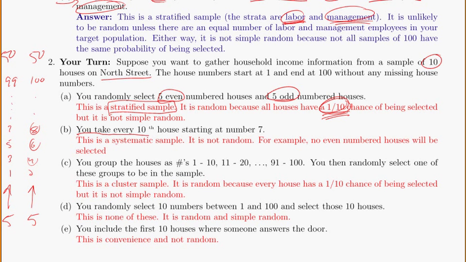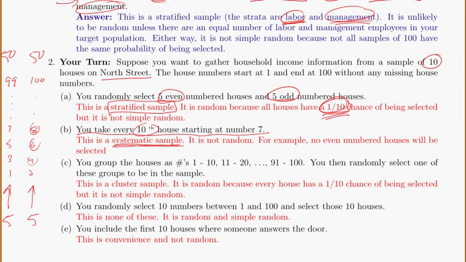You take every 10th house starting at number 7, right? By the way, that's the definition of systematic, every nth house. In this case, it's every tenth house. It is not random. For example, no even houses will certainly be selected, because it'll go 7, 17, 27, 37. And it really is all a matter of that first house that gets picked. So it's not random, not simple random. It is systematic.